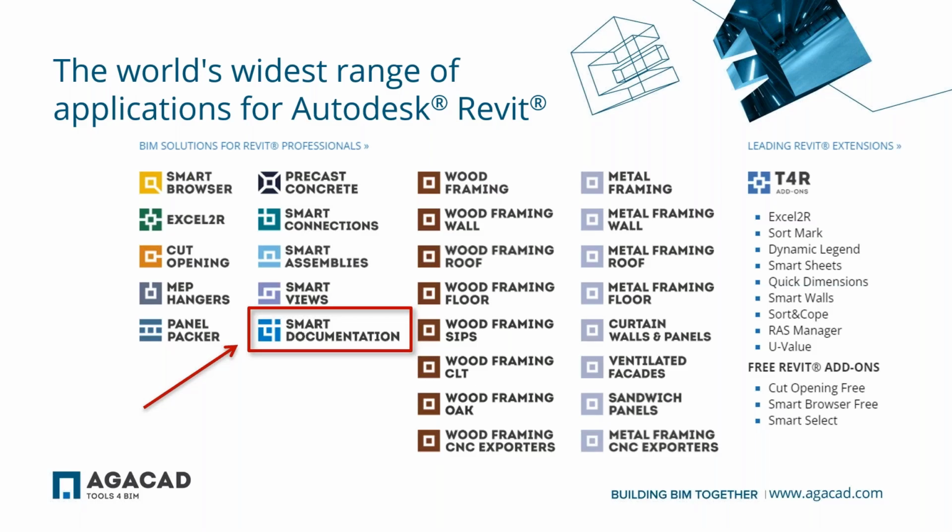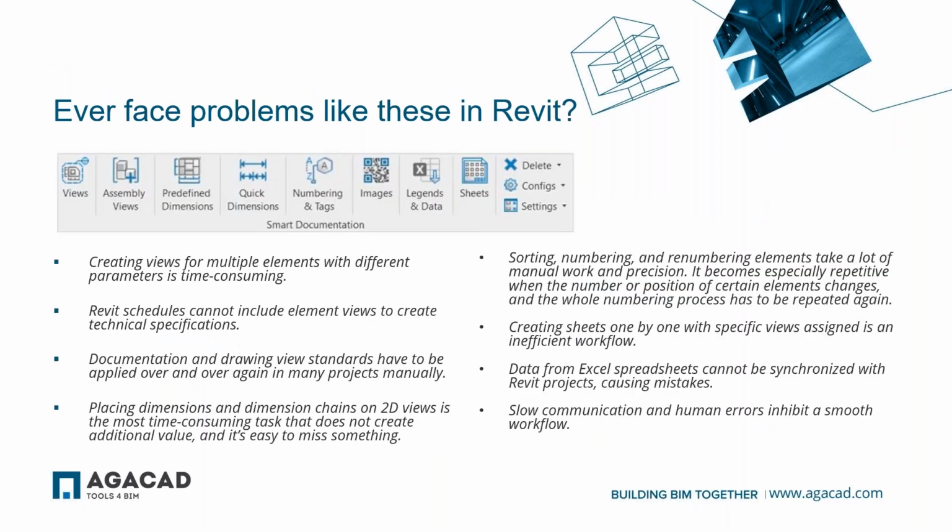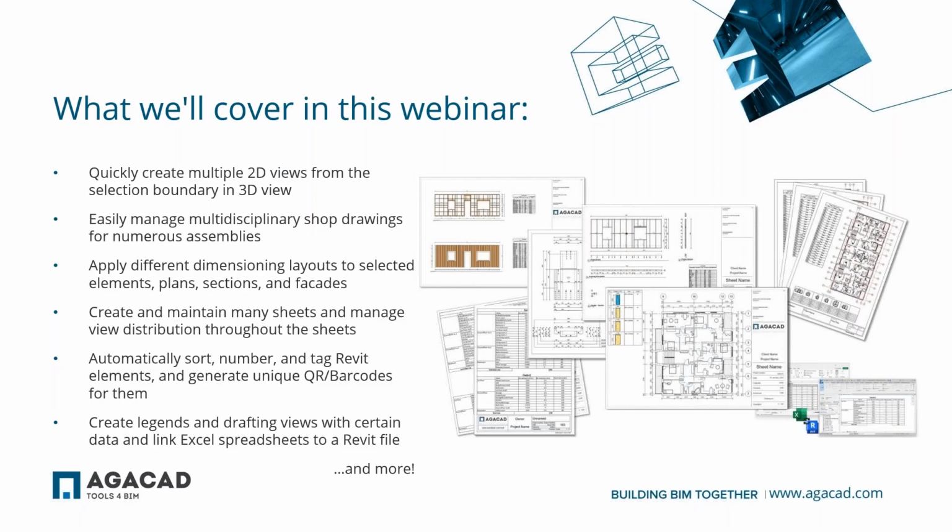Today I'm going to talk about our BIM solution called Smart Documentation. It lets you easily manage shop drawings for numerous assemblies, apply different dimensioning layouts to various views, create and maintain many sheets, automatically sort, number, create legends, and so on.